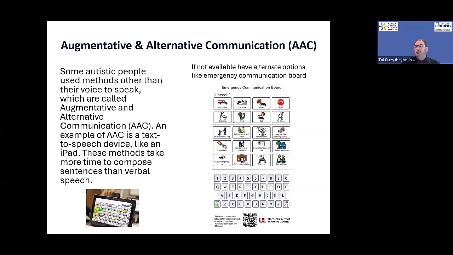Augmentative and alternative communication devices. So some autistic people use methods other than their voice to speak, as I mentioned. An AAC device might be something like a text-to-speech device, like an iPad. And you'll see one of many different resources there at the bottom of the page. And then to the right of the page, I always encourage people to have an emergency communication board, and I will share a resource for that. There is a small QR code to that University of Louisville Kentucky Autism Training Center resource, but I'll talk a little bit more about that later.